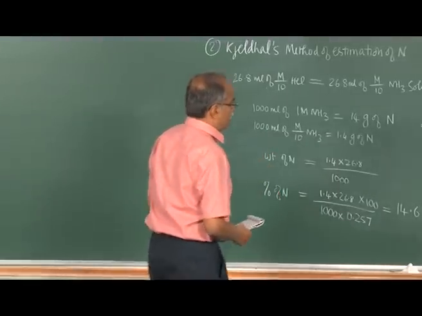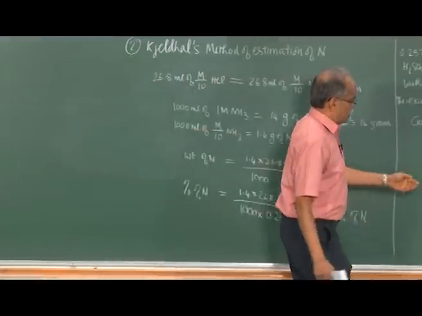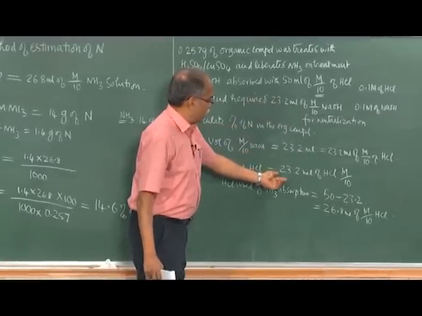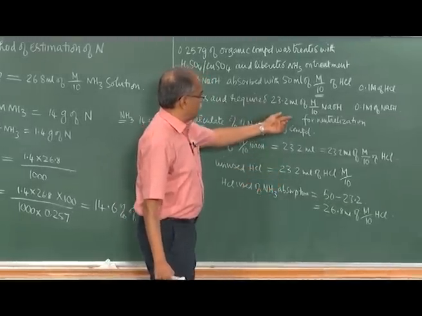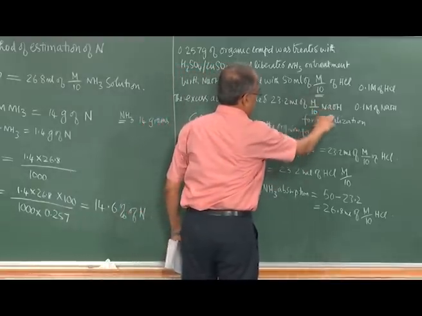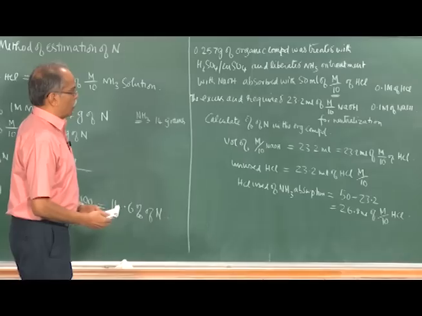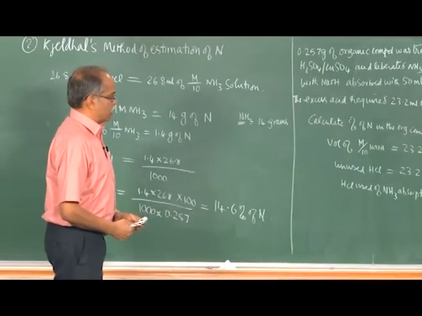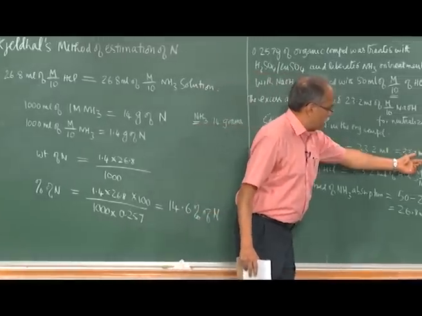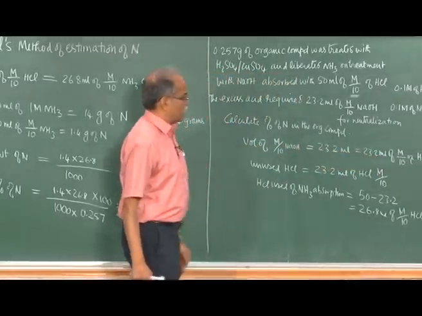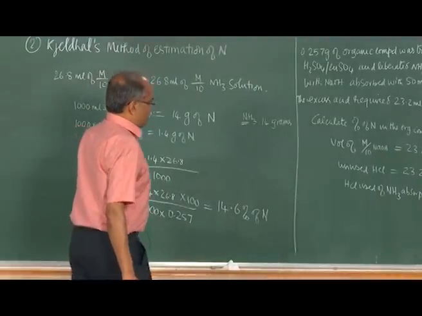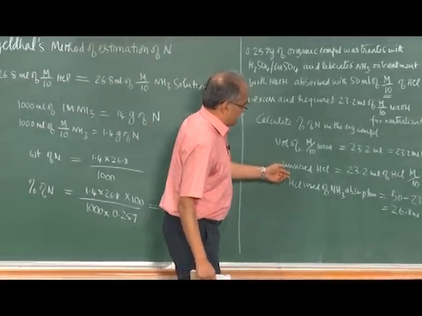So, the unused acid would essentially correspond to the 23.2 ml of hydrochloric acid, because the molarities are same for sodium hydroxide. It is a monobasic acid and a monoacidic base. They will neutralize, equal volumes will neutralize completely of each other. So, the volume of sodium hydroxide essentially corresponds to the volume of hydrochloric acid, because both of them are equimolar solution, 0.1 molar solution.